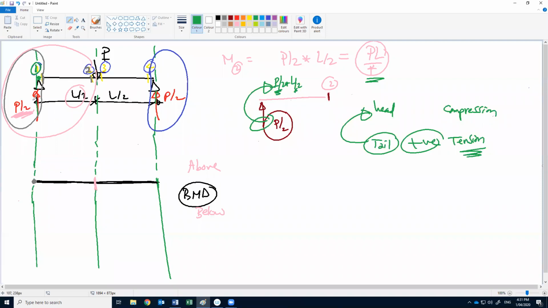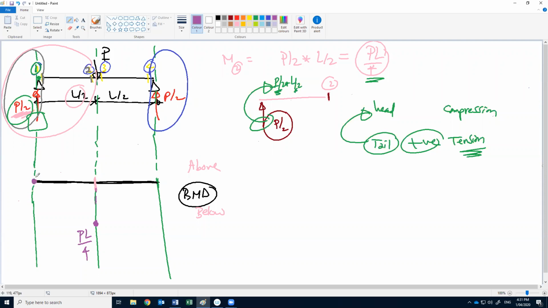So here for this force, what is the direction of the tail? Downward or upward, below or above the datum? Below. So the resulting moment should be below as well. That's why we will put it here. The moment here will be PL divided by 4.